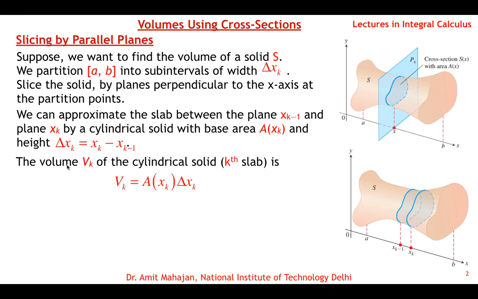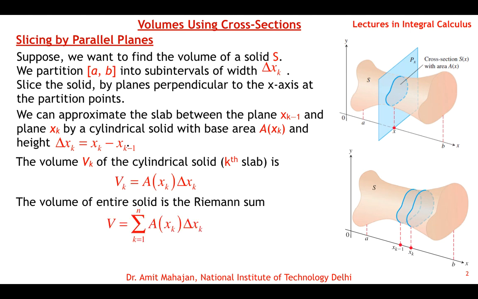The volume of this slab, which is between xk minus 1 and xk, is the cross-sectional area A(xk) times delta xk. This cross-sectional area multiplied with the width delta xk is the volume of the slab, and if we add all such volumes, we can write the Riemann sum, which is the summation from k equals 1 to n of this volume. So the volume of the entire solid will be simply the Riemann sum written like this.